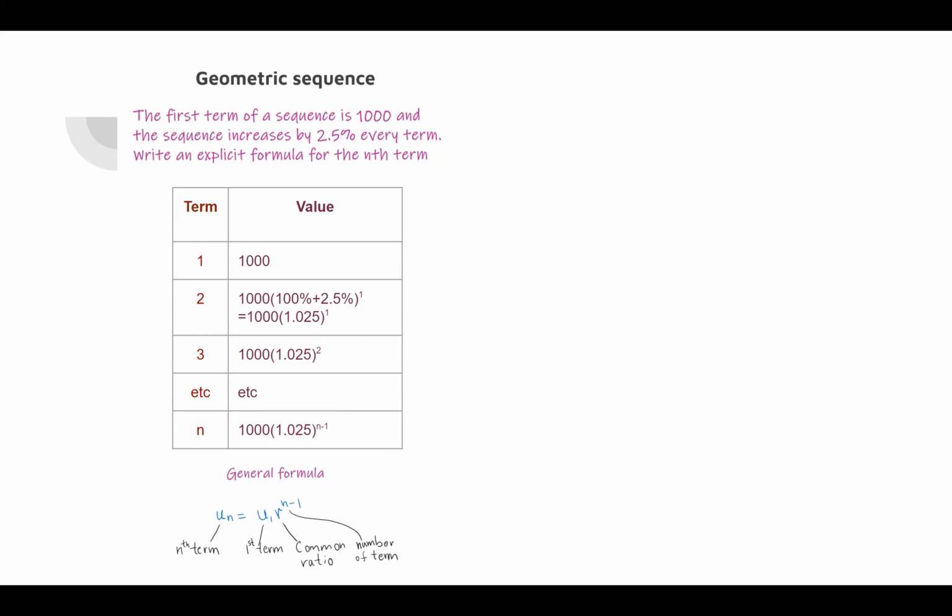Generalizing this, you can write u_n is equal to u_1 times r to the power n minus 1, where u_n is the nth term, u_1 is the first term, r is the common ratio, and n is the number of the term.